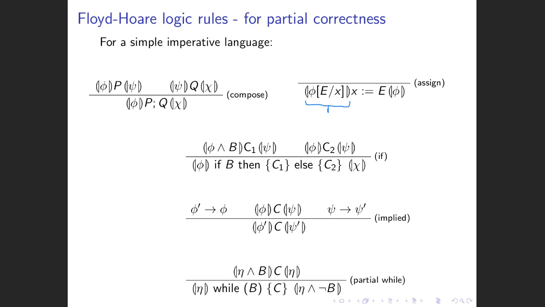And it's important to get this the right way around, okay? If you had a state with e for x true, then after the assignment, the state would be true without the substitution.